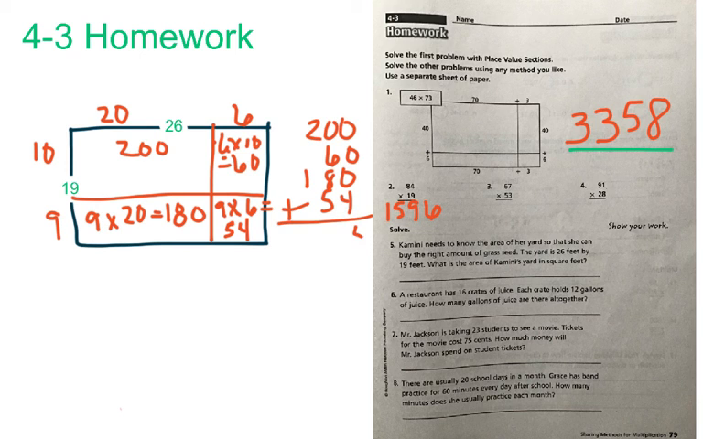4 plus nothing is 4. 6 plus 8 is 14, plus 5 more is 19. Put down your 9, carry your 1. 2 plus 1 is 3, plus 1 more is 4. And your answer would be 494 square feet.